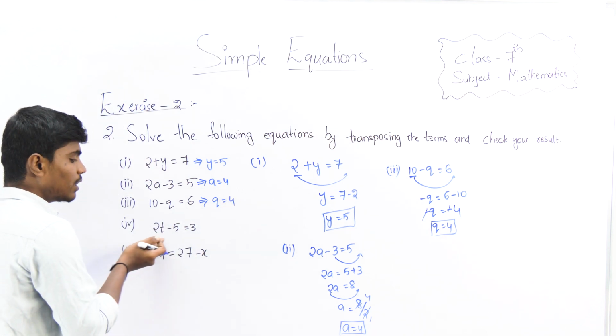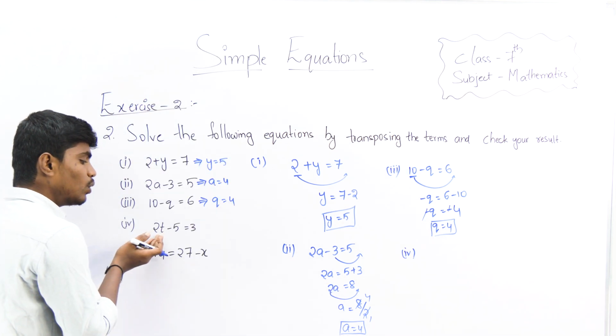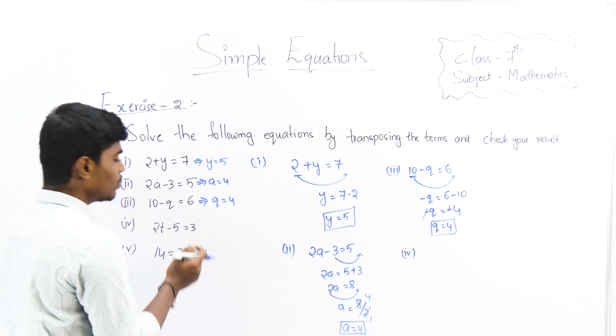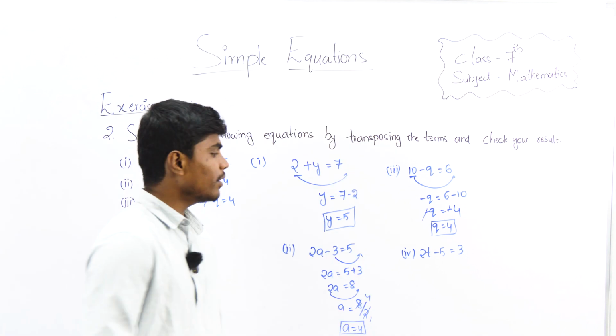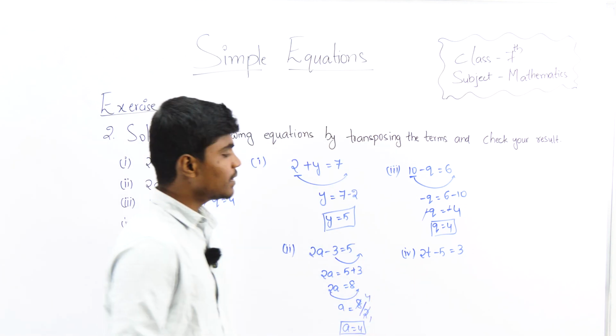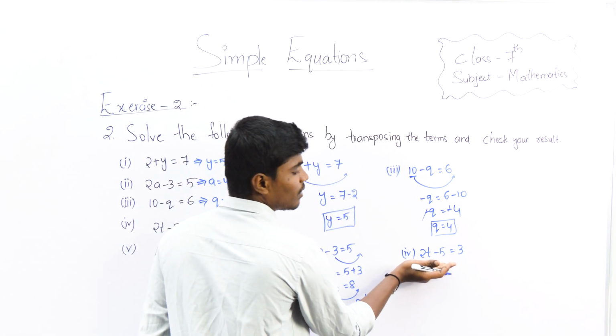Okay, now let's move to the fourth one. 2t minus 5 is equal to 3. Here we have to find the t value. Here 5 is subtracting on the left hand side.